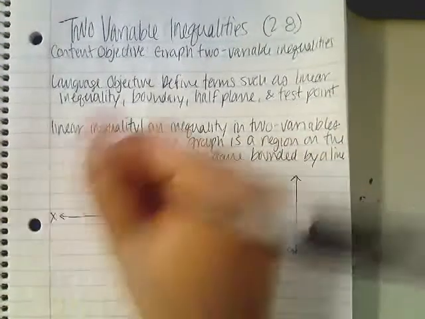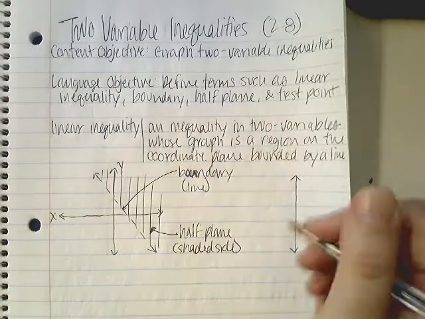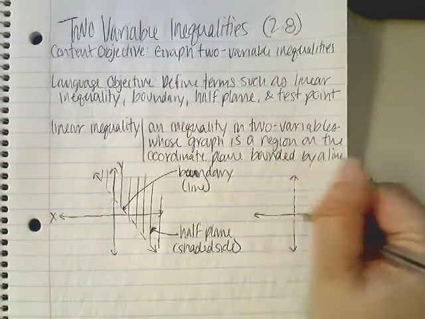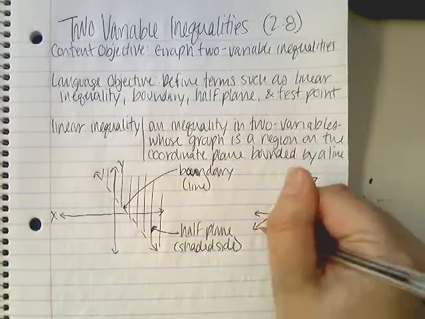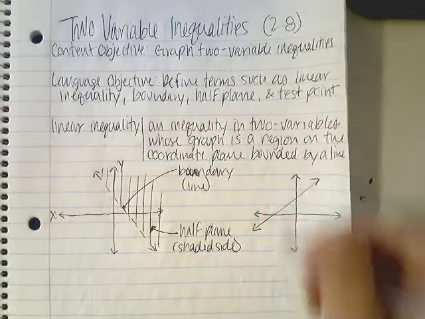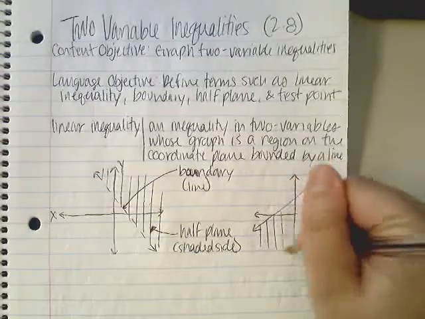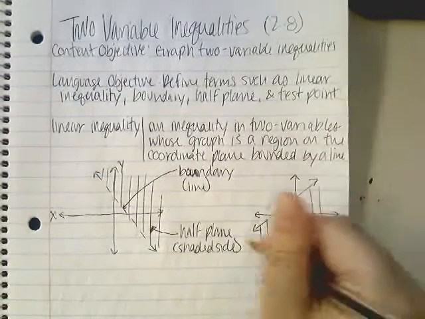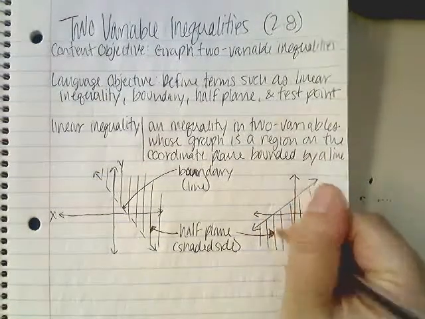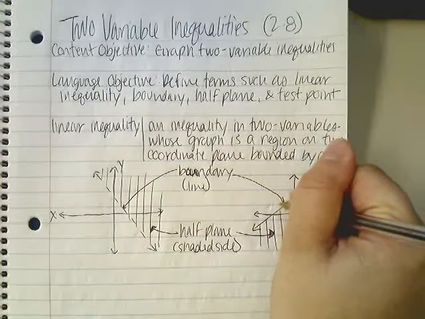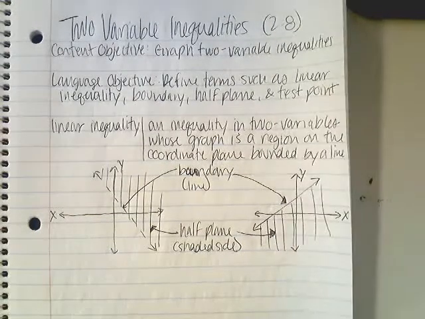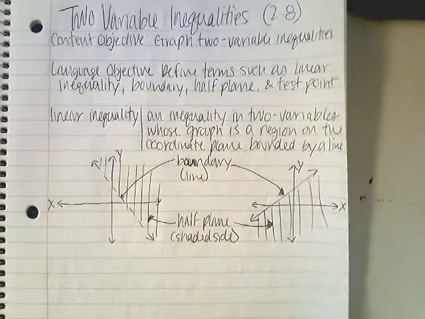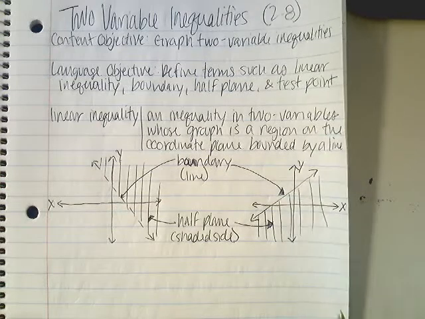So also, I forgot to label my axes. That's not good. Could also have a solid line. And I could shade the other way. I could shade below. So again, the shaded part would be the half plane, and the line itself would be the boundary line. Label my axes. But it's a shaded side bounded by a line called the boundary and the half plane.